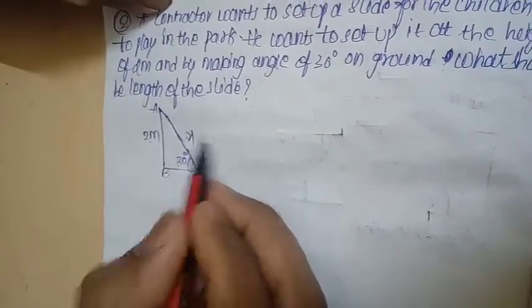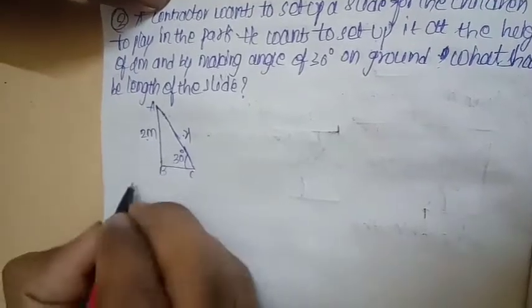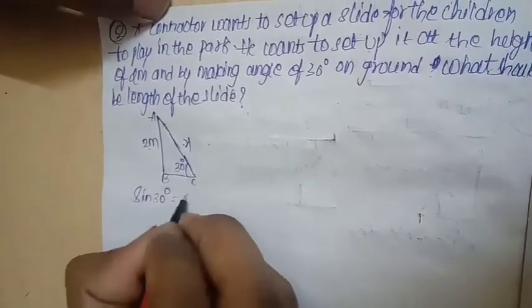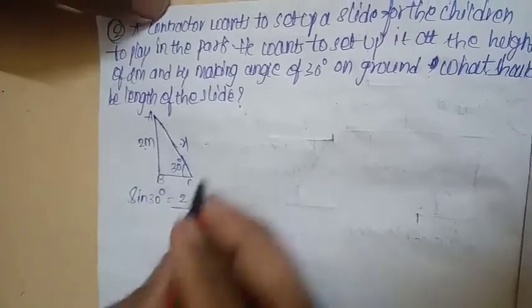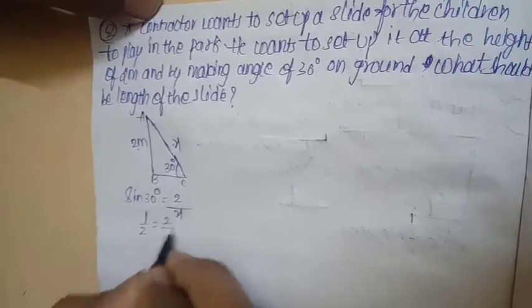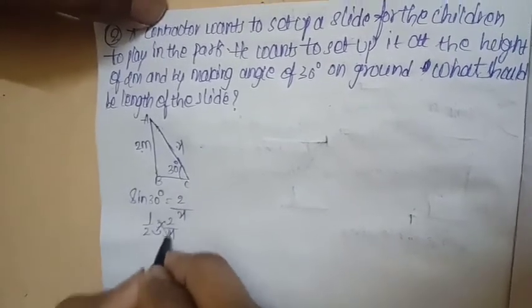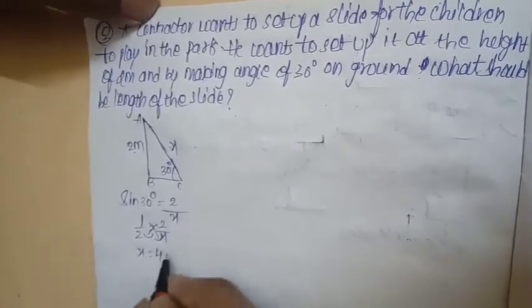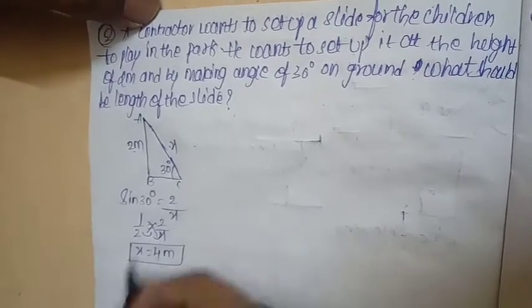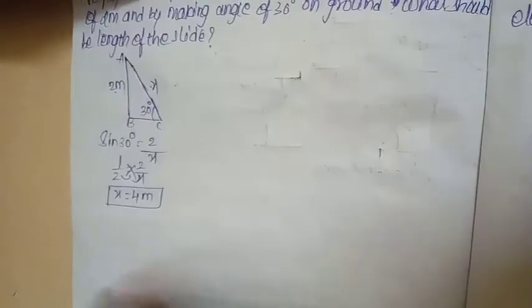Opposite side by hypotenuse is equal to sine, so I take sine 30 equal to opposite side AB, 2, by hypotenuse X. Sine 30 means 1 by 2 equals 2 by X. Cross multiplication gives X equal to 4, so X equals 4 meters. It is also a simple problem.